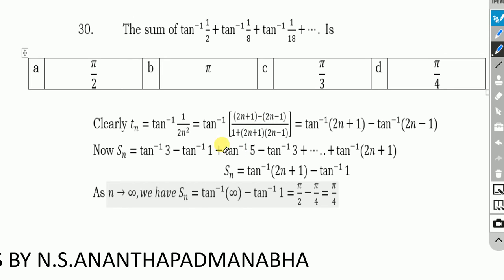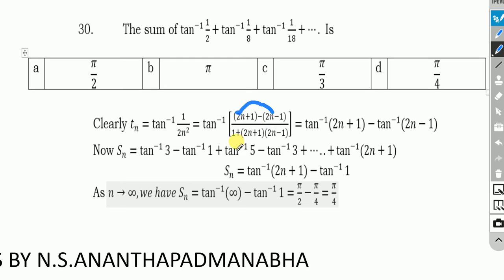So you can check leisurely. That is tan inverse of (2n plus 1 minus 2n minus 1) by (1 plus (2n plus 1) into (2n minus 1)), which is nothing but tan inverse of (2n plus 1) minus tan inverse of (2n minus 1), that is tan inverse of (x minus y) by (1 plus xy) is tan inverse of x minus tan inverse of y.